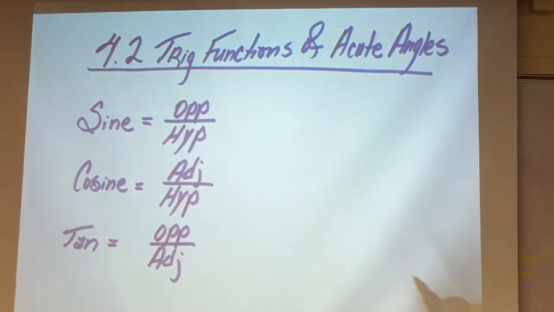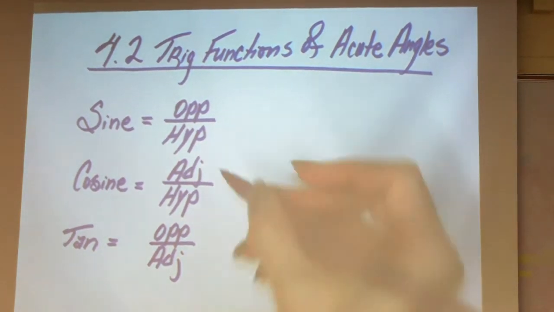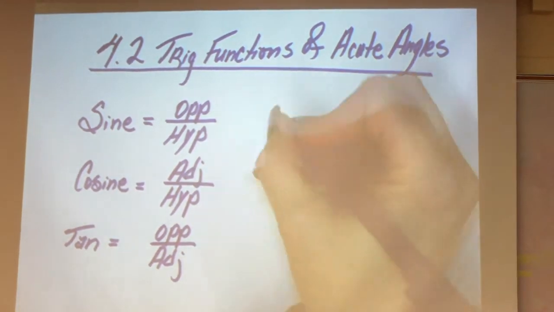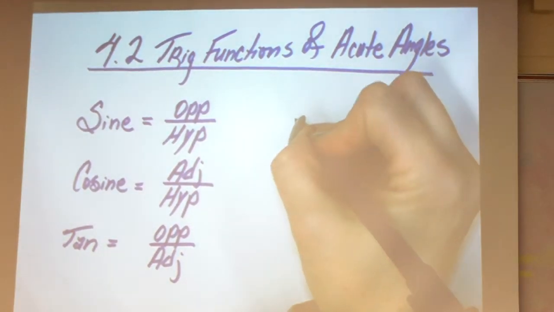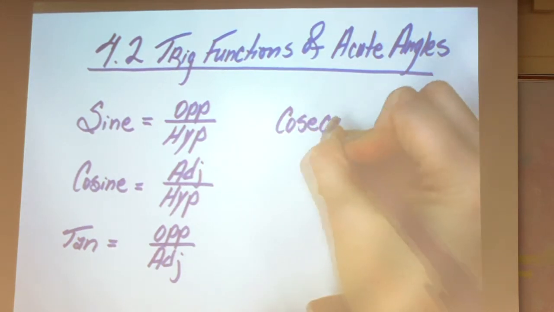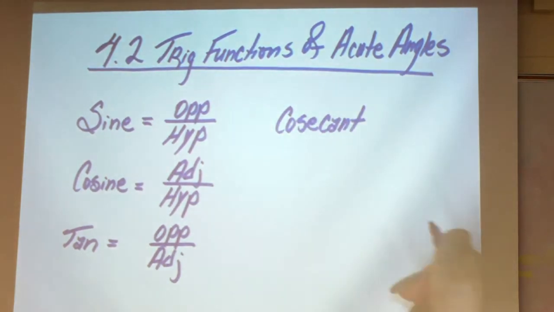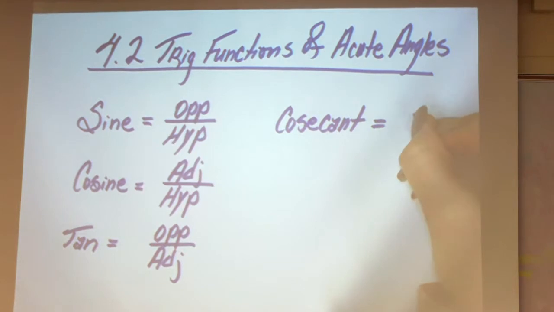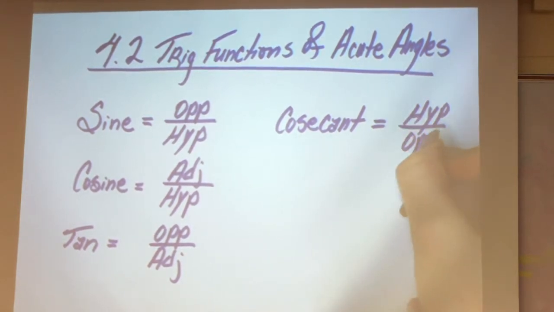Okay, now onto the 3 that you haven't seen. They are the reciprocals of these. Okay, so the first one is our cosecant. Cosecant is the reciprocal of your sine function. It is equal to the hypotenuse over the opposite side.